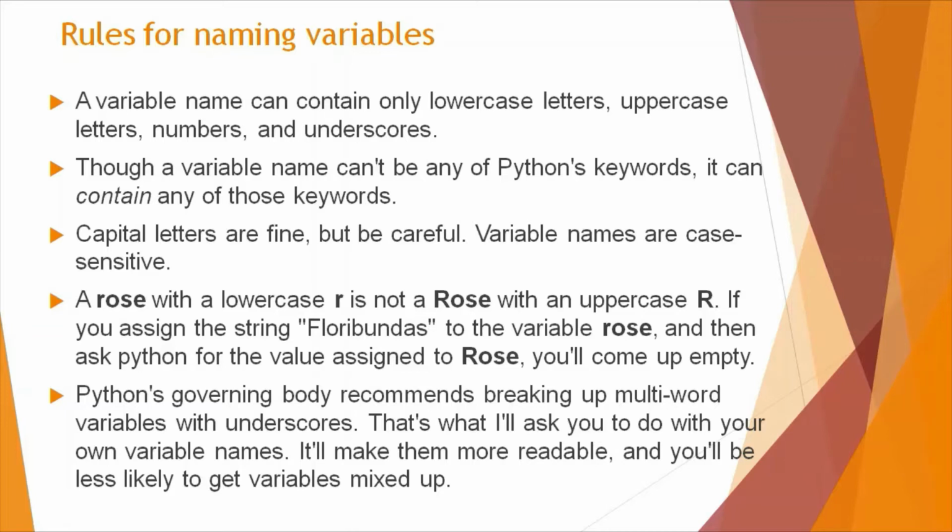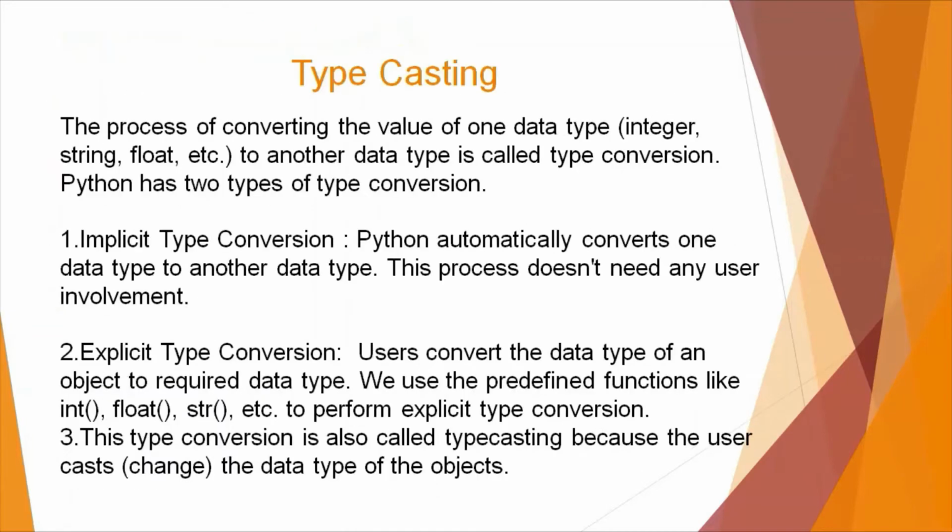Variable names are case sensitive. A rose with a lowercase r is not a rose with an uppercase r. If you assign the string floribundus to the variable rose and then ask Python for the value assigned to rose with the capital R, you'll come up empty. Python's governing body recommends breaking up multi-word variables with underscores. That's what I'll ask you to do with your own variable names. It will make them more readable and you'll be less likely to get variables mixed up.